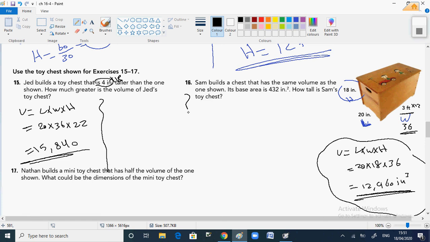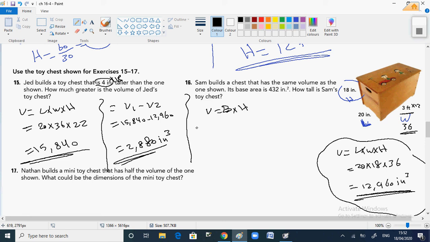Then to find the difference between them, volume 1 minus volume 2. So volume 1, 15,840 minus 12,960, I will get 2,880, okay, cubic inches. Now for the chest with the same volume, we have to use volume equals base times height, so 12,960 equals 432 by height. I will divide by 432. So the height is what? 12,960 divided by the base 432. The answer is 30 inches.